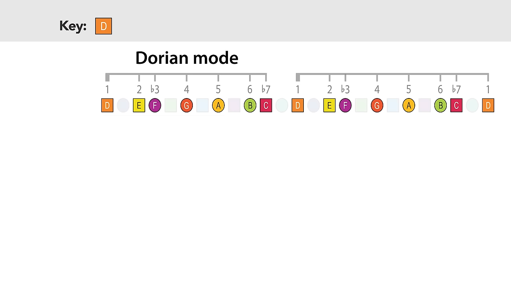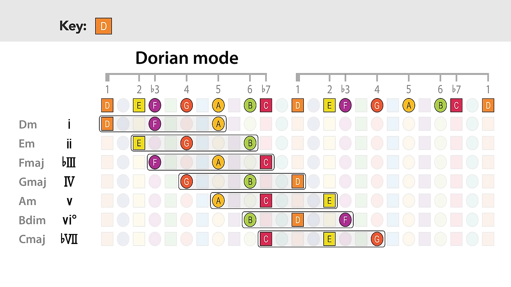So we're gonna look at the theory behind how the Dorian mode is used, so you can use it in your own songwriting. So first, let's take the mode like D Dorian, for example, and we'll build the chords on each scale degree, starting on each note and then combining every other note to form 7 different triads, 7 different chords.